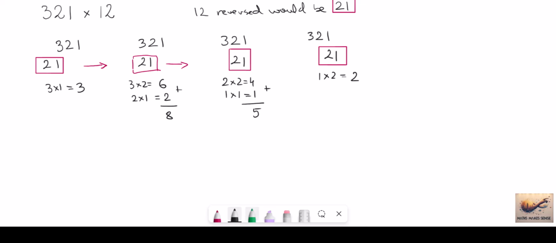Now, if after you multiply the columns and add them up, the sums are only one-digit numbers, this is your final answer. So believe it or not, your answer is 3,852. 321 times 12 would be just 3,852. Magic? No, it's just maths, because maths makes sense. On the next slide, I'm going to show you a bit of a more complicated example, but with the same method, same principle.